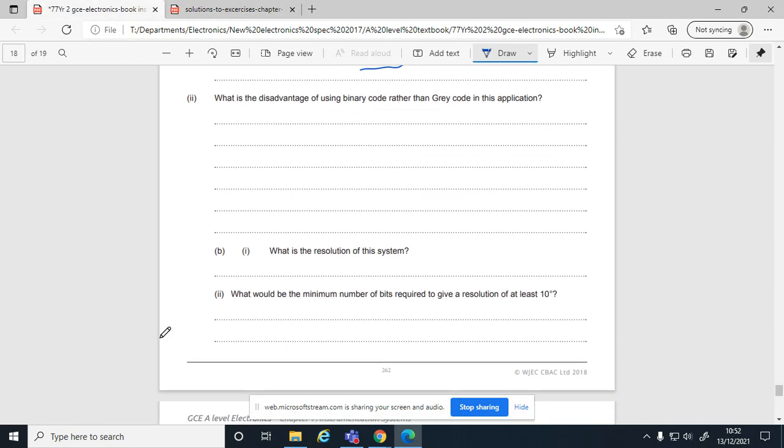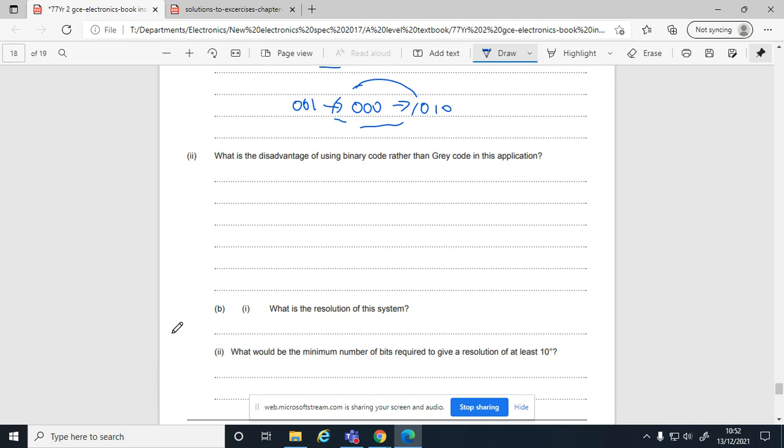This is to work out now the resolution. The resolution is the smallest voltage step. Okay, so there is an equation on the data sheet for resolution as well, so you can look on the data sheet for your equation. So the resolution equals, in this particular case, it's not voltage change. In this case, it's angle change divided by 2 to the power n, where n is the number of bits.